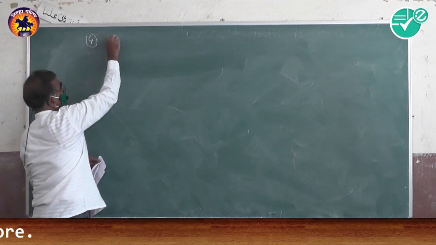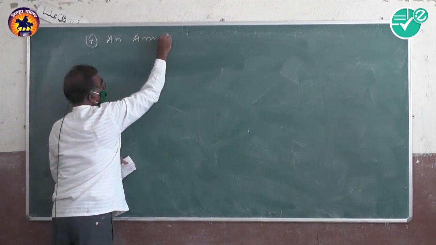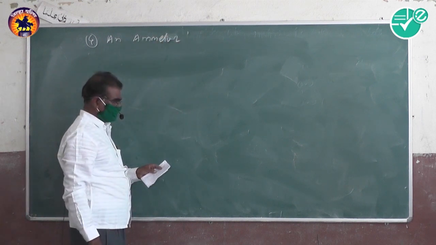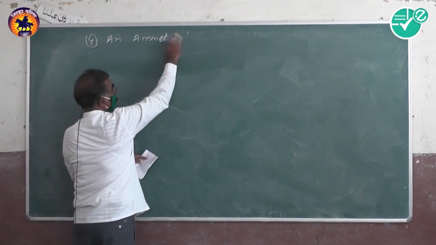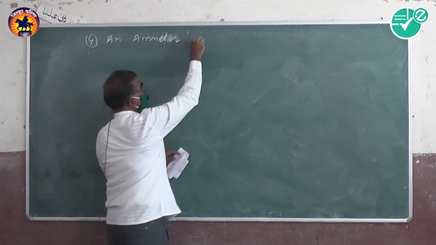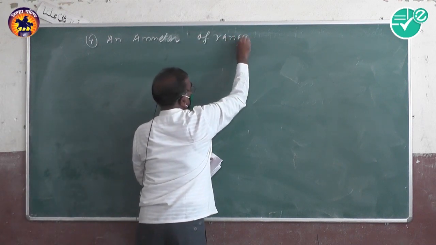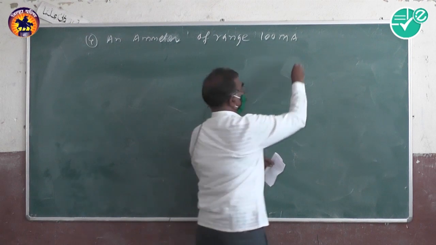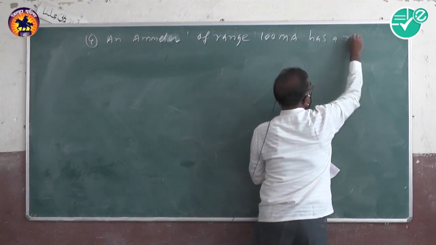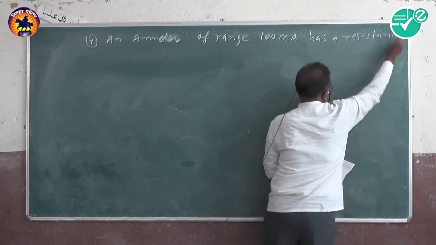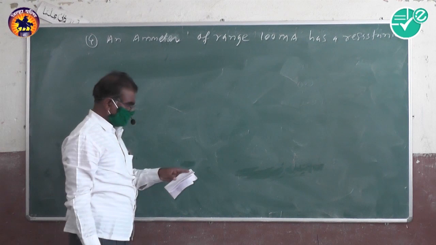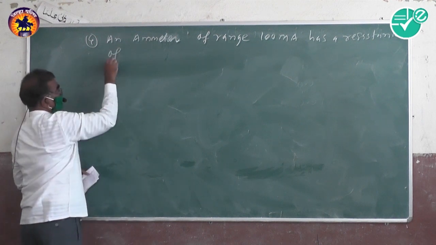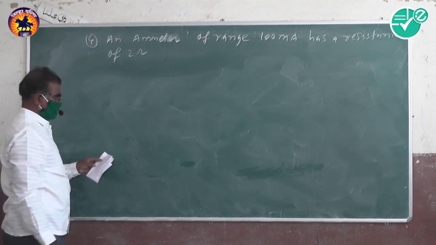An ammeter of range 100 milliampere has a resistance of 2 ohm.